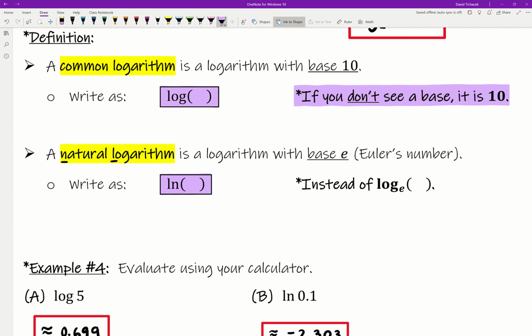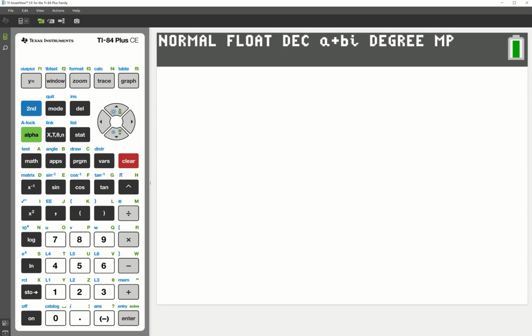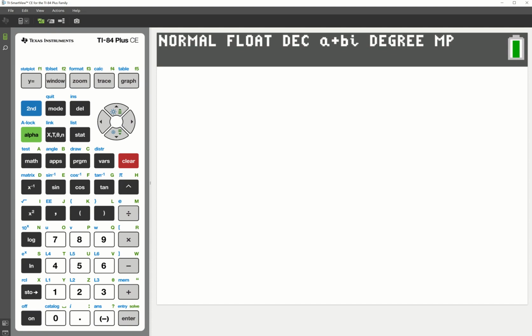And again, that's just simply a log with a base of e, but instead of writing that, because it comes up so naturally in mathematics, we typically just go ahead and give this special name to it and call it ln. And again, these are hard programmed into your calculator, so you can see here that as I move on to the next example, where it's basically just asking us to use the calculator to evaluate, I've already got my calculator pulled up here. Let's talk about how to type that in.